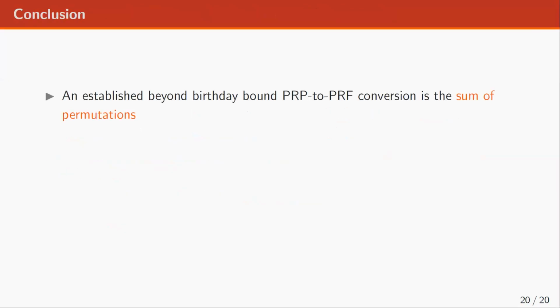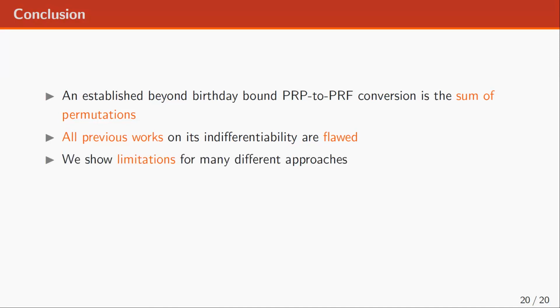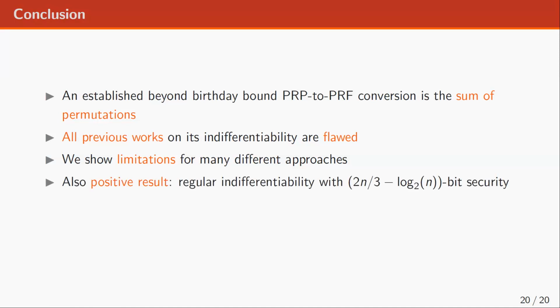So, concluding: we established that the sum of two permutations, a PRP-to-PRF conversion method, and that all the previous works on this indifferentiability are flawed. We also showed some limitations for quite a number of different approaches on how to prove it. But we also have a positive result, because we're able to reestablish regular indifferentiability with 2n/3 minus a logarithmic term in n. So that's the end of the talk. Thank you for your attention.